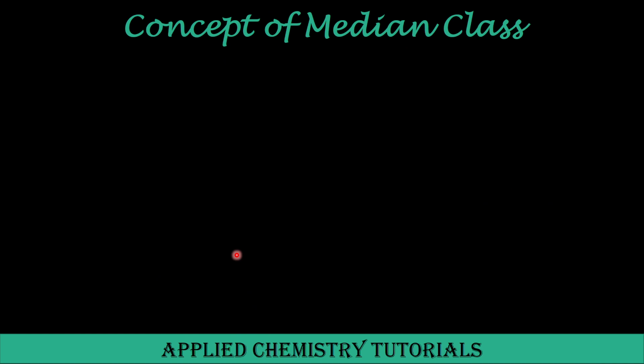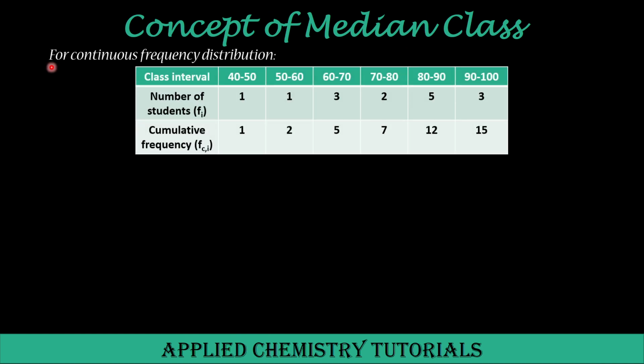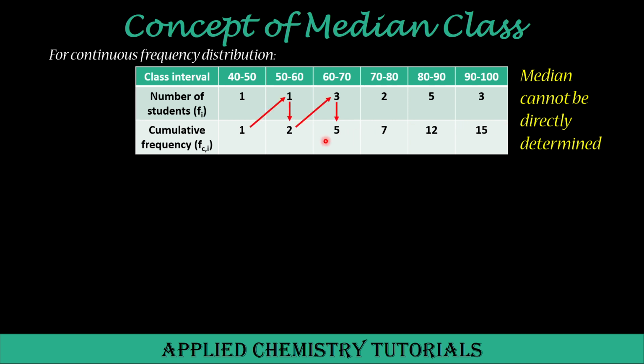Now let's talk about the concept of the median class. For a continuous frequency distribution, we have class intervals, as we discussed before. The median cannot be directly calculated from this type of table. So we need to find the cumulative frequency first, as I mentioned in the last slide. For the 40 to 50 class interval, we have cumulative frequency 1. For 50 to 60, we have 1 plus 1 equals 2. Then for 60 to 70, we have 2 plus 3 equals 5, and so on.